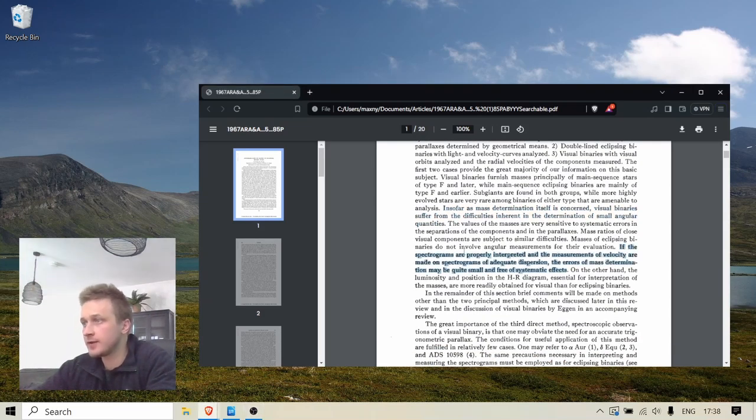If these spectrograms are properly interpreted and the measurements of velocity are made on spectrograms of adequate dispersion, the errors of mass determination may be quite small and free of systematic effects. Okay, so you can use the Doppler shift in order to get the radial velocity. I think that's what they're saying.